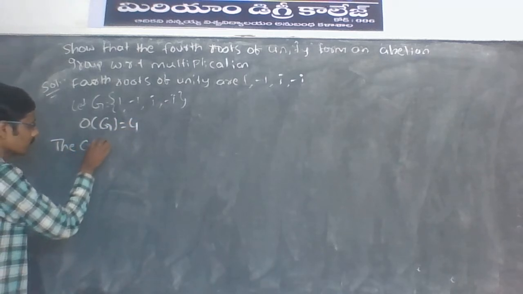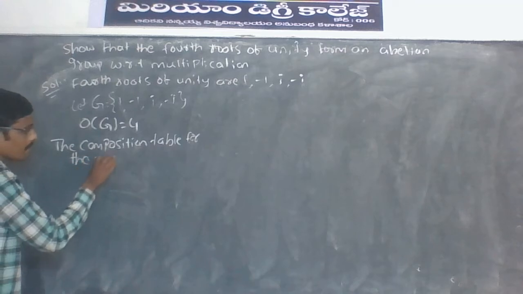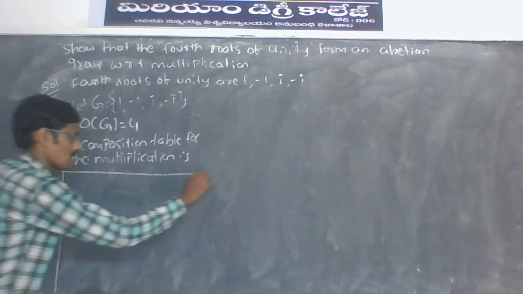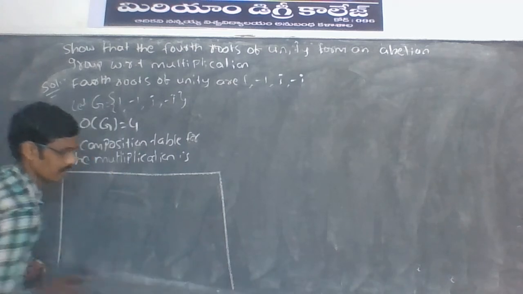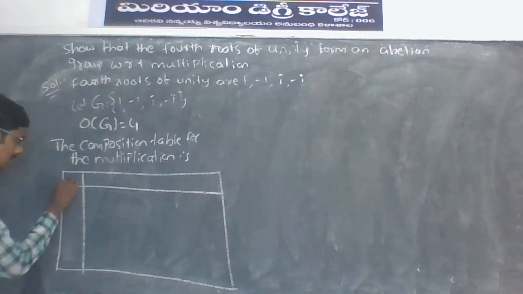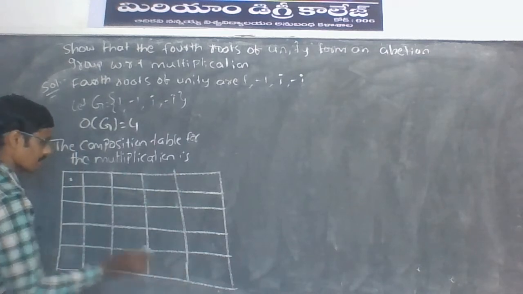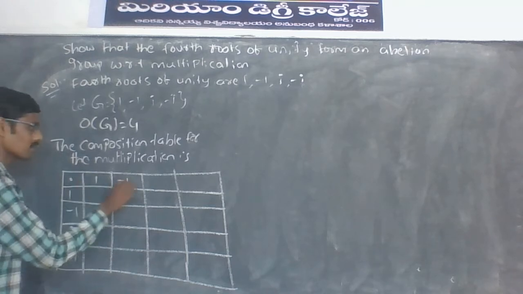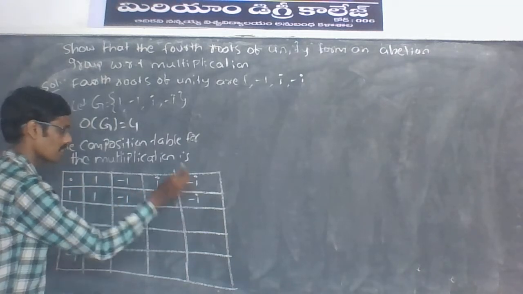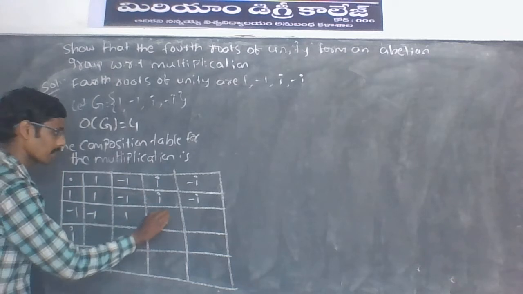The composition table for the multiplication. 1 into 1, 1 into minus 1, 1 into I, 1 into minus I. So 1 into 1 is 1, 1 into minus 1 is minus 1, 1 into I is I, 1 into minus I is minus I. Minus 1 into 1 is minus 1, minus 1 into minus 1 is plus 1, minus 1 into I is minus I, minus 1 into minus I is plus I.